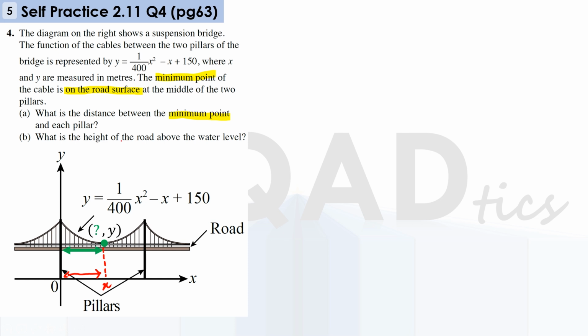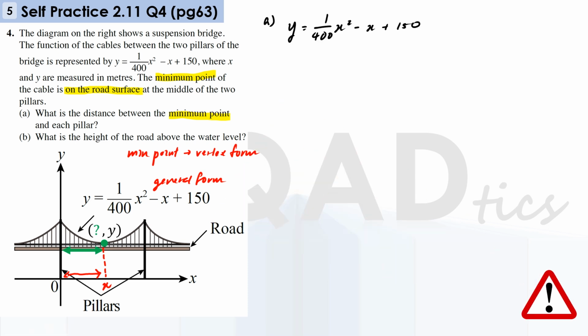But to find the minimum point, again, the thing that we need to have is the vertex form of the function, because now we only have the general form. So in order to change from general to vertex form, we need to use the completing the square method. So let's go through the 3 steps of completing the square.